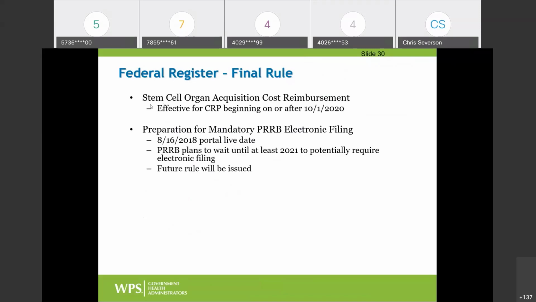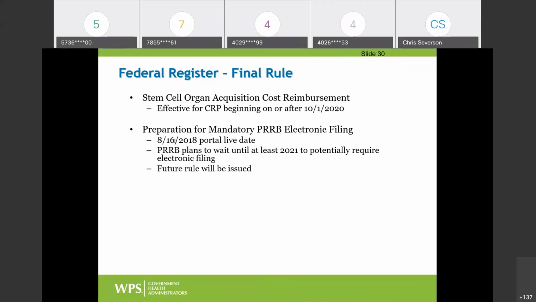Another new change, the stem cell organ acquisition. This is one new, if you want to call it an organ, they're including these in organ acquisition cost reimbursement. It's effective for cost report periods beginning on or after 10/1/20. The last ones we had added were the pancreatic islet cells, and now we have a new set here. So I'm not sure how many providers this impacts yet, but CMS has their own qualification requirements, certification requirements.